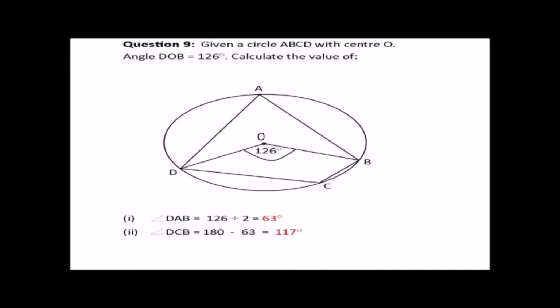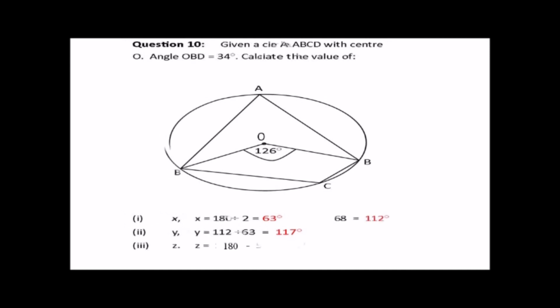Number 1, angle DAB is 63 because it's the angle subtended at the circumference from the same arc, so it's half of 126. And then angle DCB is 117 degrees. ABCD, why? Cyclic quadrilateral. So the opposite angles are supplementary. So use that fact to get that 117.